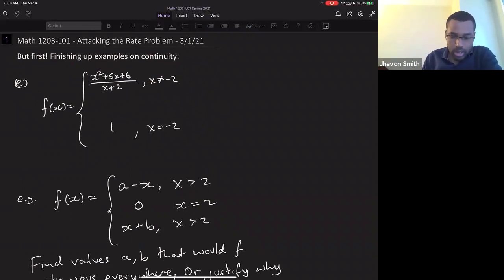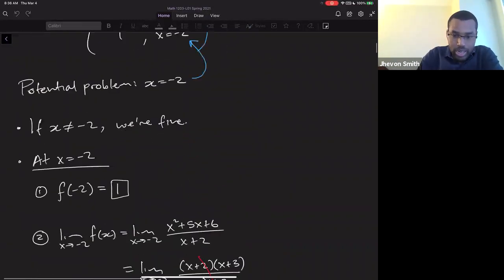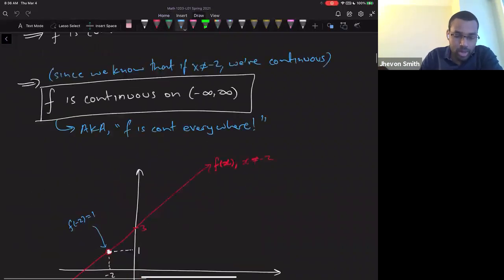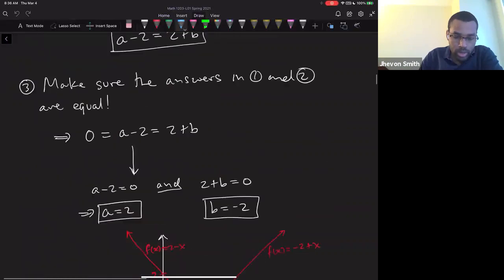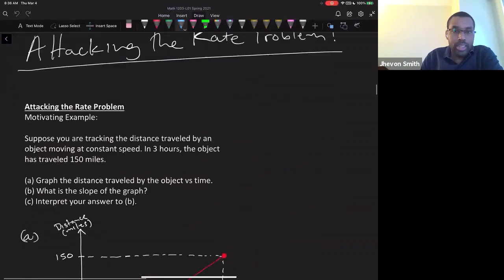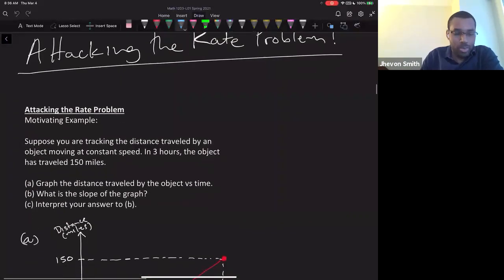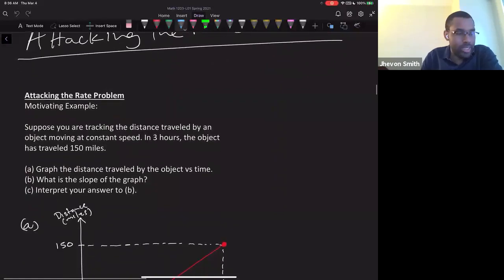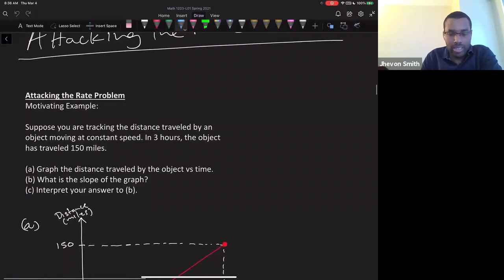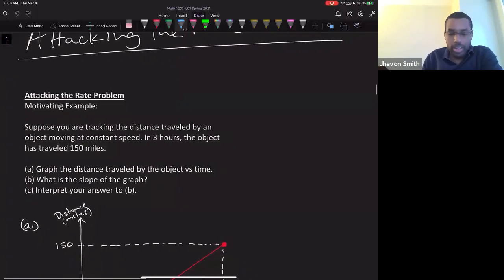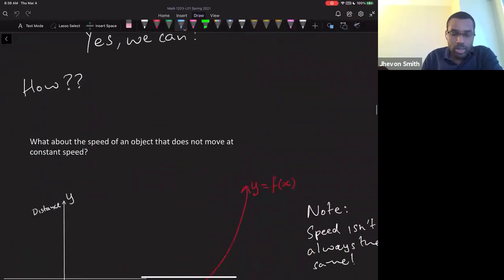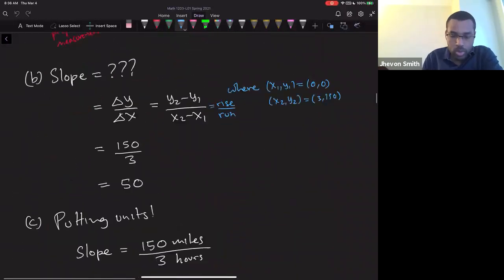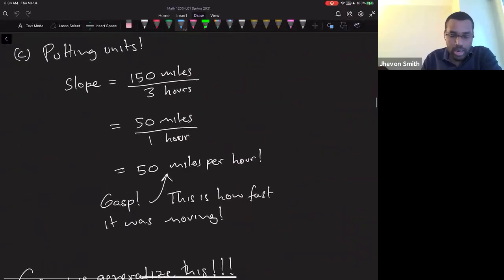So we did some continuity examples last time, which is kind of a spillover from the time before that. But the main thing we spoke about was attacking the rate problem. So we actually solved that. We solved the rate problem, at least in some special context. And we'll talk about that a little more next time. Basically, we figured out that in some sense, we could think of slope as synonymous with speed or velocity.